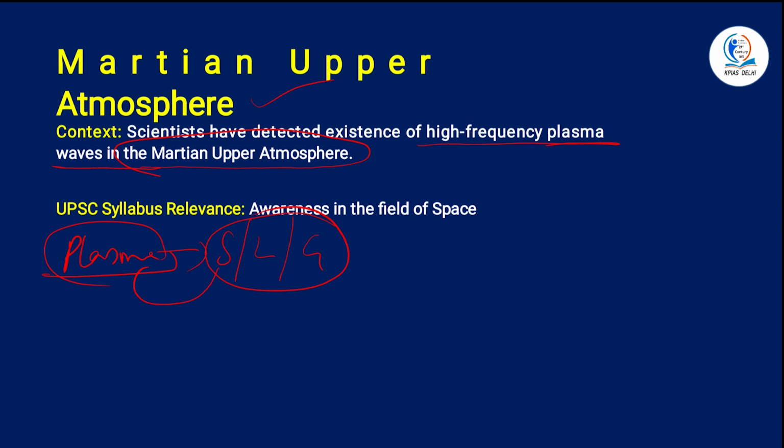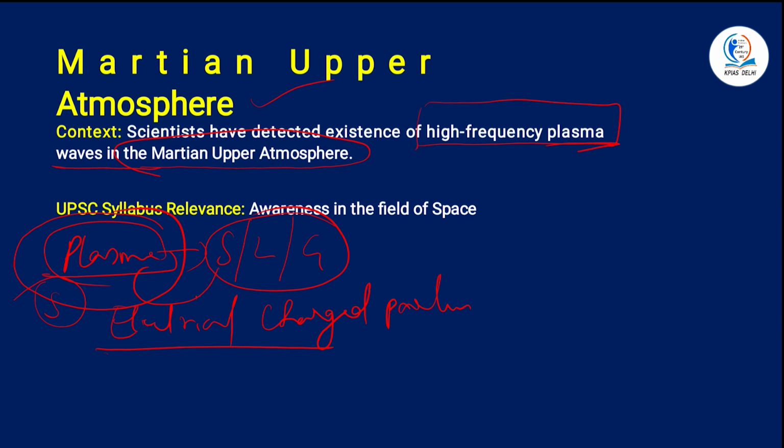It is a type of gas which is made up of electrically charged particles. So that is why it is considered as fourth state of matter. So you have some ions and free electrons in this particular plasma. It can be found in many places: in flames, in lightning, and in the sun as well. In space, it is found in numerous ways. So in Mars, the scientists have detected the existence of high frequency plasma waves in the Martian upper atmosphere. That is the issue that we are talking about.